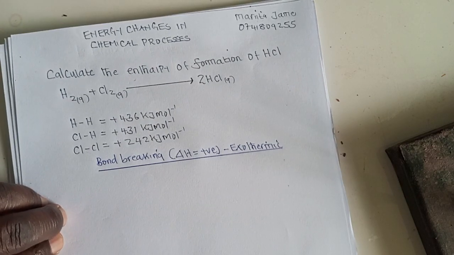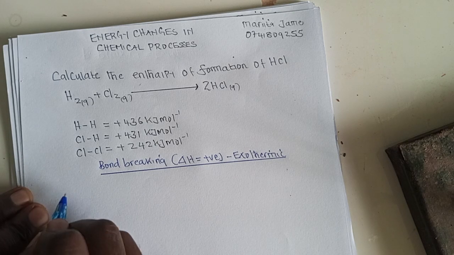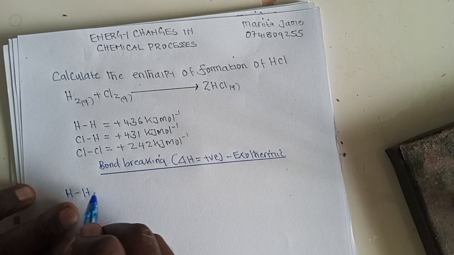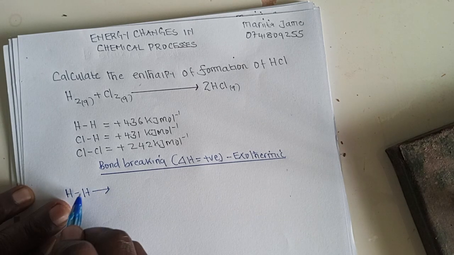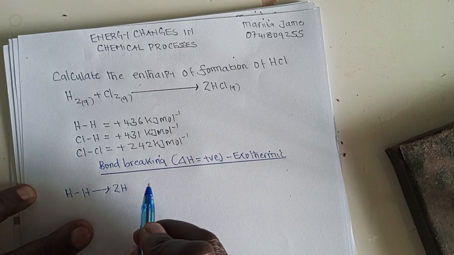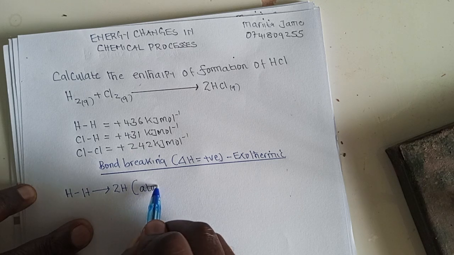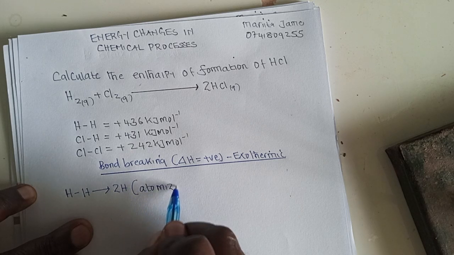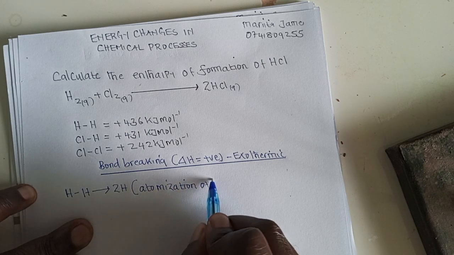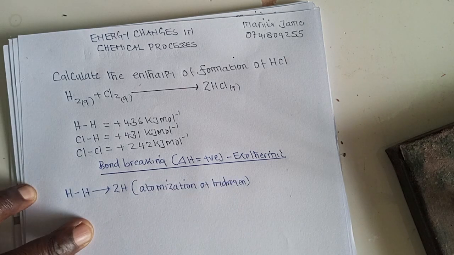So in bond breaking we have hydrogen. We have two molecules of hydrogen, so you can have two hydrogen, and this one is the atomization of hydrogen.